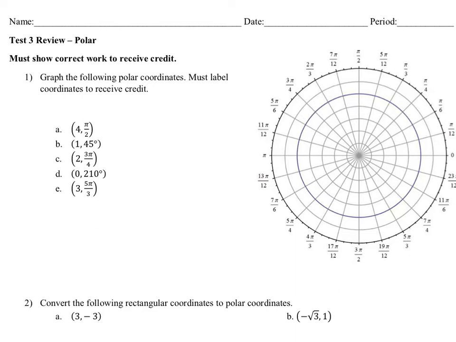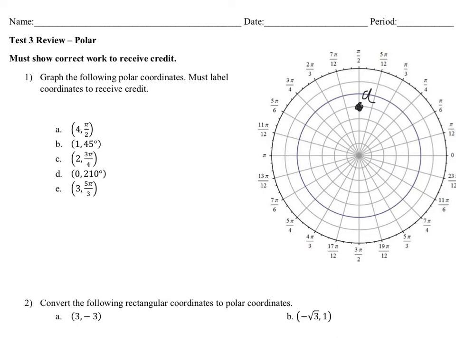So for number 1a, we're going to find pi over 2, which is right here. And then we're going to count 4 units from the center. 1, 2, 3, 4. And that is where we're going to put our point. And we're going to label this point A.